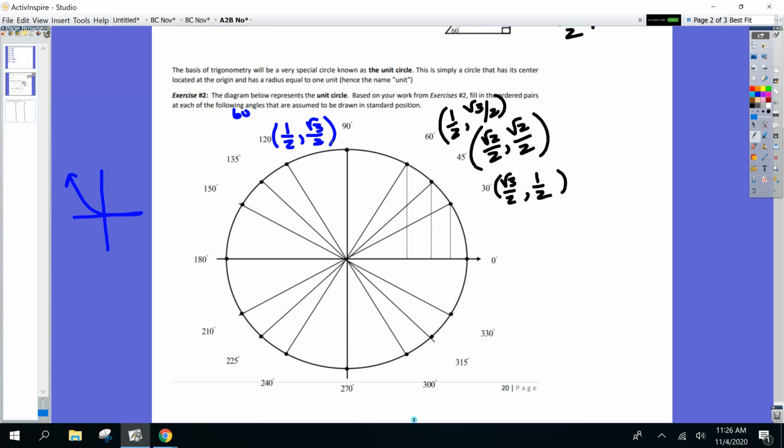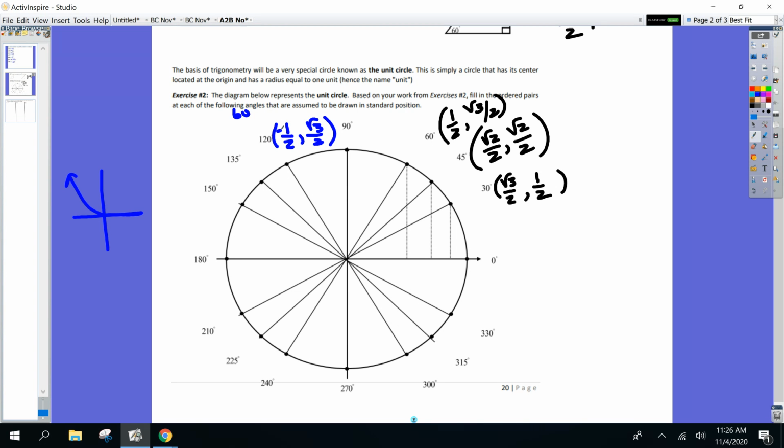Anybody know anything about the X or the Y values in quadrant 2, as far as are they positive or negative? If you're in quadrant 2, what do you know about the X values? They're negative. So you better make sure 1/2 is negative. That's the only thing you got to worry about. And the Y values in quadrant 2 are positive, so it stays positive radical 3/2. So it'll have the same coordinate as its reference angle.